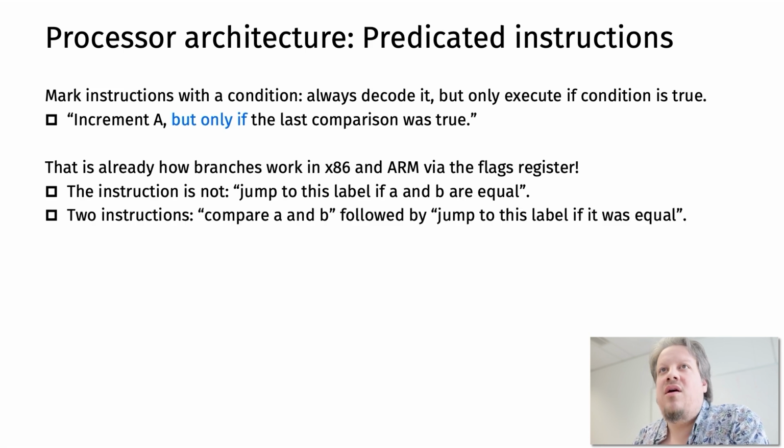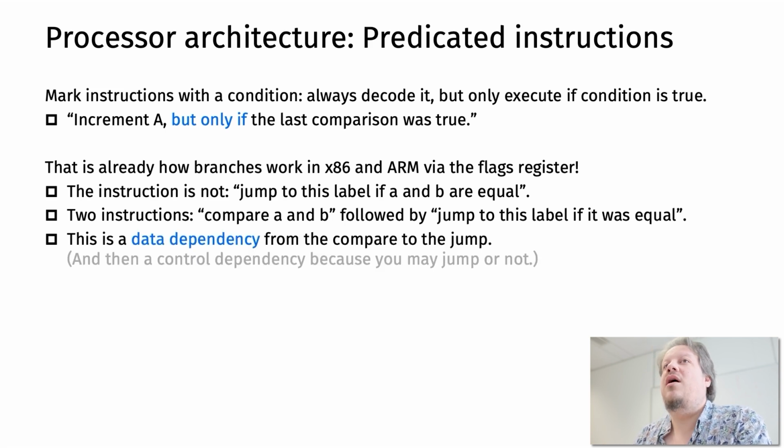The way that it works is two instructions. First, you have an instruction compare A and B, and then you have the next instruction that says jump to this label if it was equal. This is a predicated jump instruction. And of course, there is a data dependency now between the compare instruction and the jump instruction. And then because jump instructions influence the control flow, this becomes a control dependency because you do the jump or you do not do the jump. But basically, this is a predicated instruction.